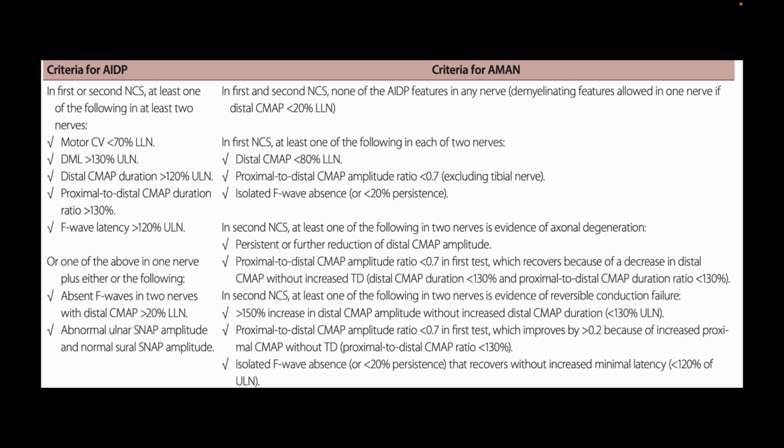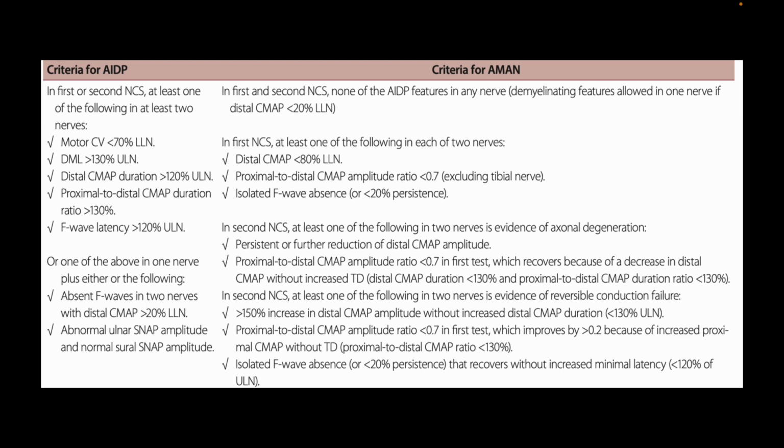The next is distal CMAP duration, which has to be more than 120% of the upper limit of normal. An increase in the time taken for the muscle action potential to occur and resolve implies the dispersion of the nerve impulse, which is often seen due to demyelination. The next is proximal to distal CMAP duration ratio, which is more than 130%. When the duration of the CMAP is significantly longer for proximal stimulus compared to the distal stimulus, it suggests that there is demyelination, which is more pronounced in the proximal segments.